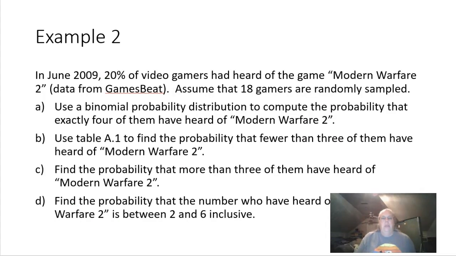Example 2. In June 2009, 20% of video gamers had heard of the game Modern Warfare 2. The data is from GamesBeat. Assume that 18 gamers are randomly sampled. A. Use a binomial probability distribution to compute the probability that exactly 4 of them have heard of Modern Warfare 2. All right, let's look at the things that we know. Our fixed number of trials is going to be 18 because we're talking to 18 gamers.